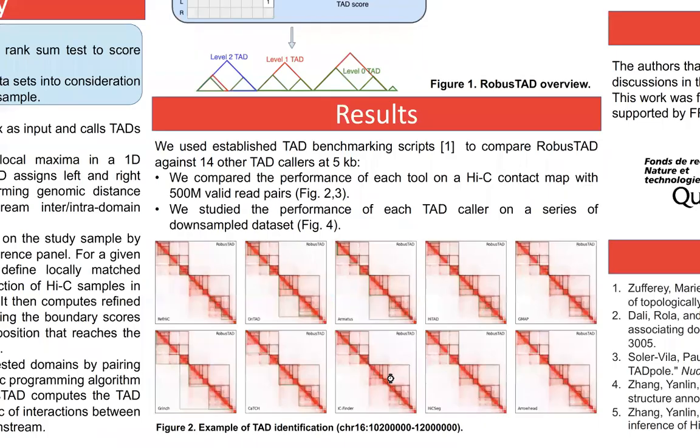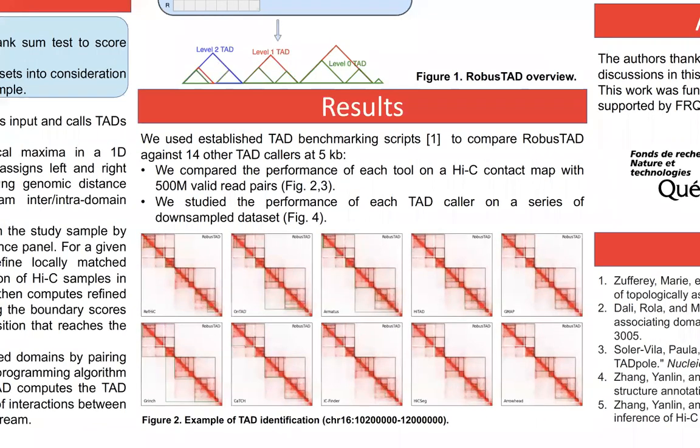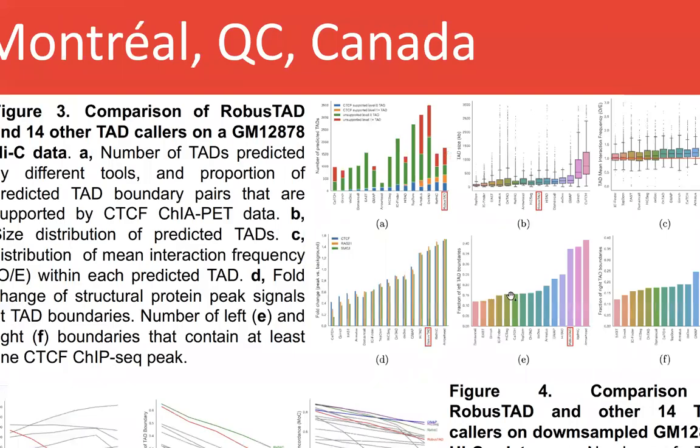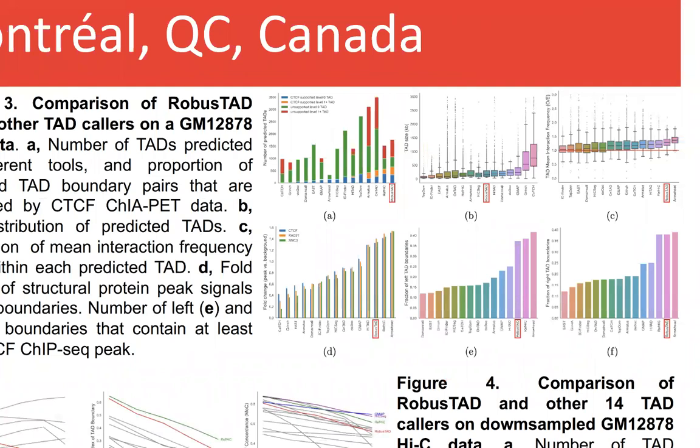Now we use existing scripts to compare RobusTAD with alternative tools at 5 kb. These are examples of TAD annotations predicted from the 5 kb Hi-C contact maps by RobusTAD and other tools. It is clear that RobusTAD and several other tools can detect nested TADs, but RobusTAD made more correct annotations. Here we focus on the quantitative comparison of TAD callers. We are more confident to draw conclusions from this than from the visual comparison we saw previously.